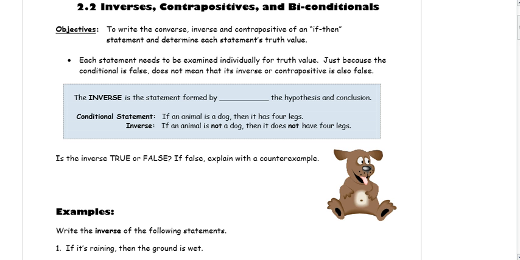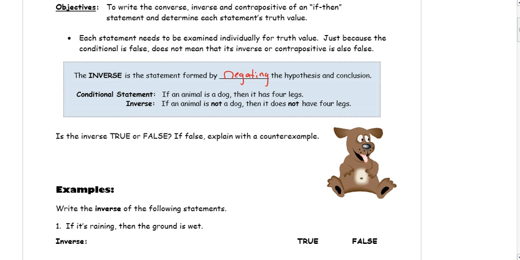The inverse of a statement is formed by negating the hypothesis and conclusion. Negating meaning what you're going to do: if the conditional statement is if an animal is a dog, then it has four legs, your inverse is going to say if an animal is not a dog, then it does not have four legs. Okay, so if we think about this, is the inverse true or false?